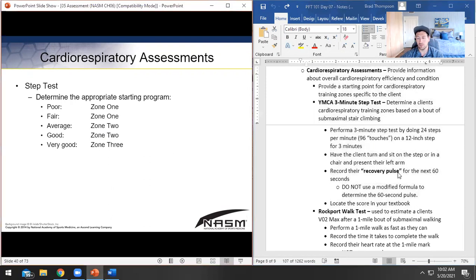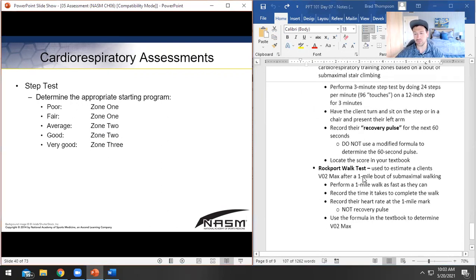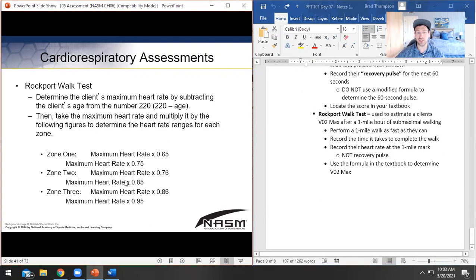By performing this assessment, it's going to give you specific target ranges, right? So we want to build our client a foundation in zone 1, amp it up into zone 2, and then eventually we can start peaking in zone 3. So that's a really good assessment.